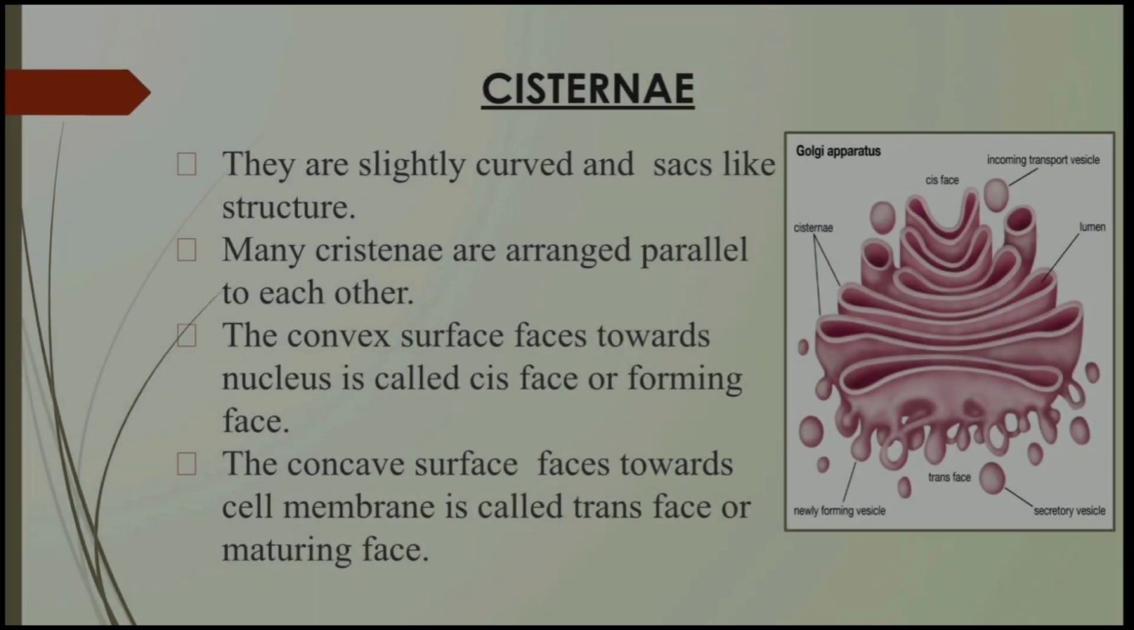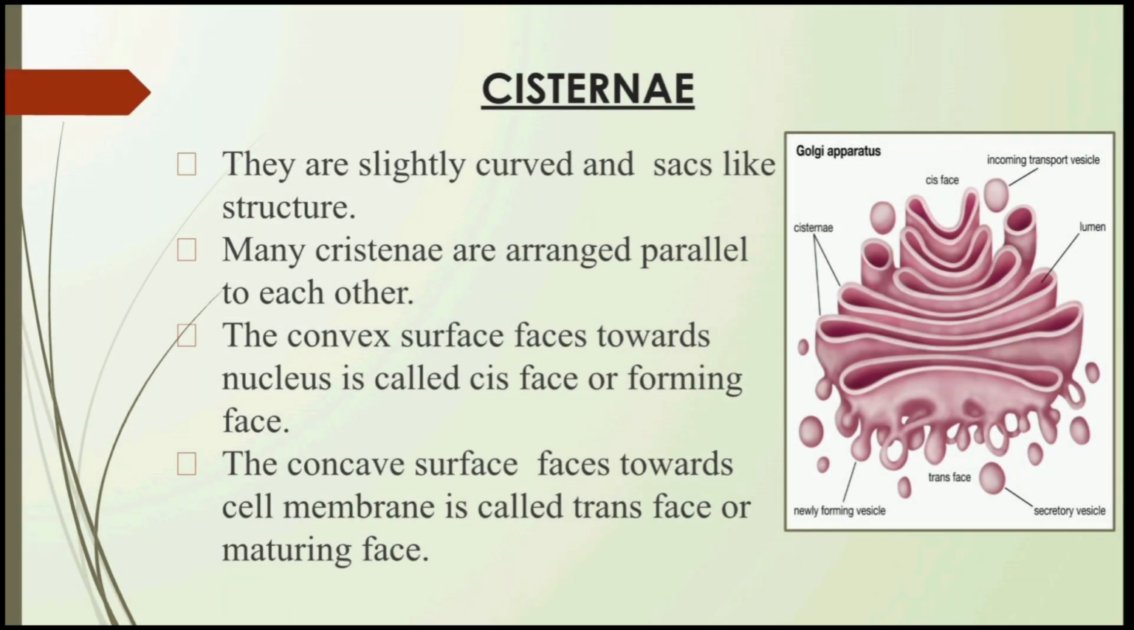The first part is cisternae, which are slightly curved, sac-like structures. They are arranged parallel to each other. It has two phases. They are cis and trans phase. In cis phase, the convex surface faces towards the nucleus. In trans phase, the concave surface faces towards the cell membrane. Cis phase is also called as forming phase. The trans phase is also called as maturing phase.